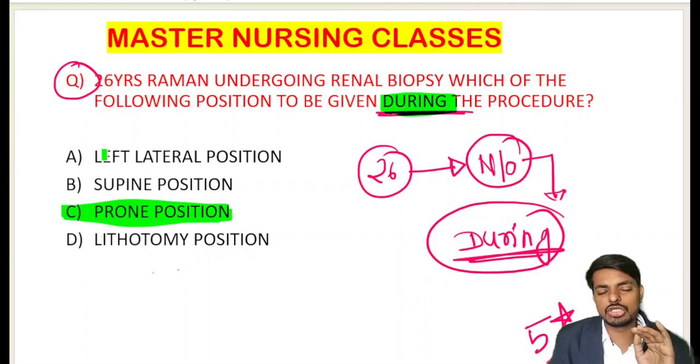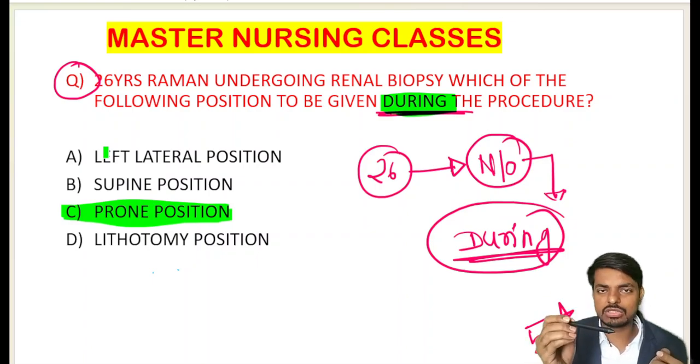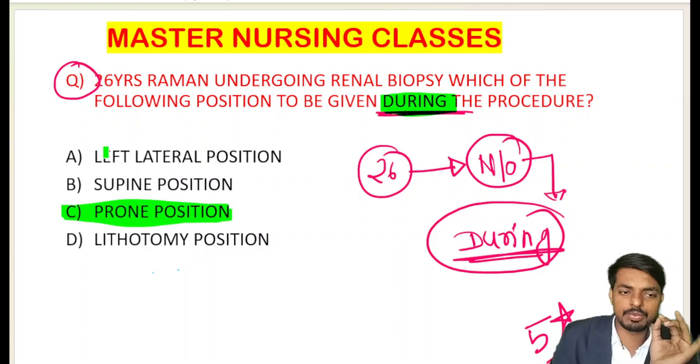Why? Because in that position the incision blade will not sit over the skin at 90 degrees. Because of that, the surgeon will find it very difficult if we give the left lateral position. So the ideal position given during the procedure is the prone position.